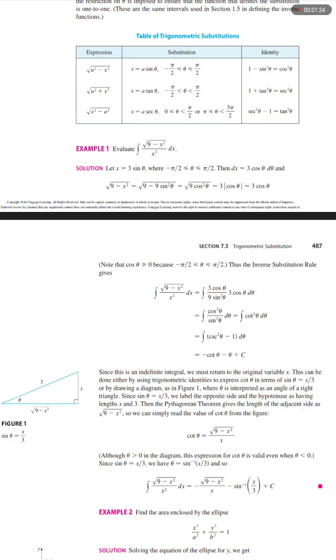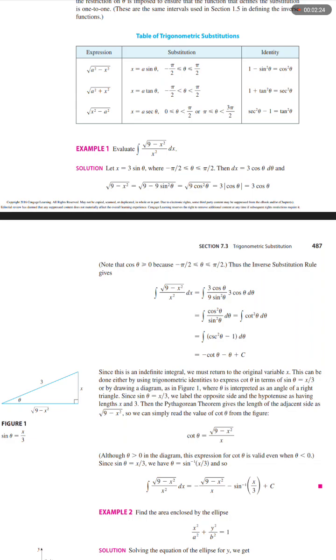Thus, the inverse substitution rule gives the integral of the square root of 9 minus x squared over x squared dx equals the integral of 3 cosine theta over 9 sine squared theta times 3 cosine theta d theta, equals the integral of cosine squared theta over sine squared theta d theta, equals the integral of cotangent squared theta d theta, equals the integral of (cosecant squared theta minus 1) d theta, equals negative cotangent theta minus theta plus C.